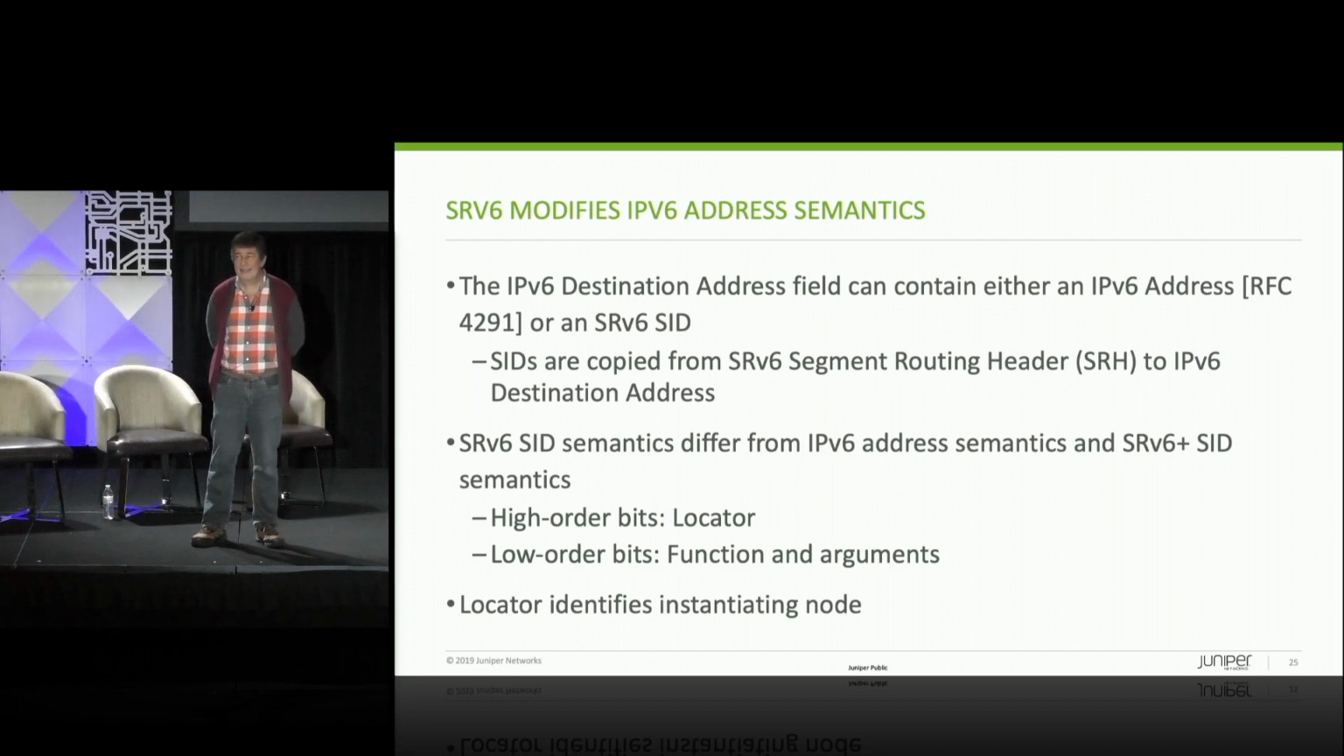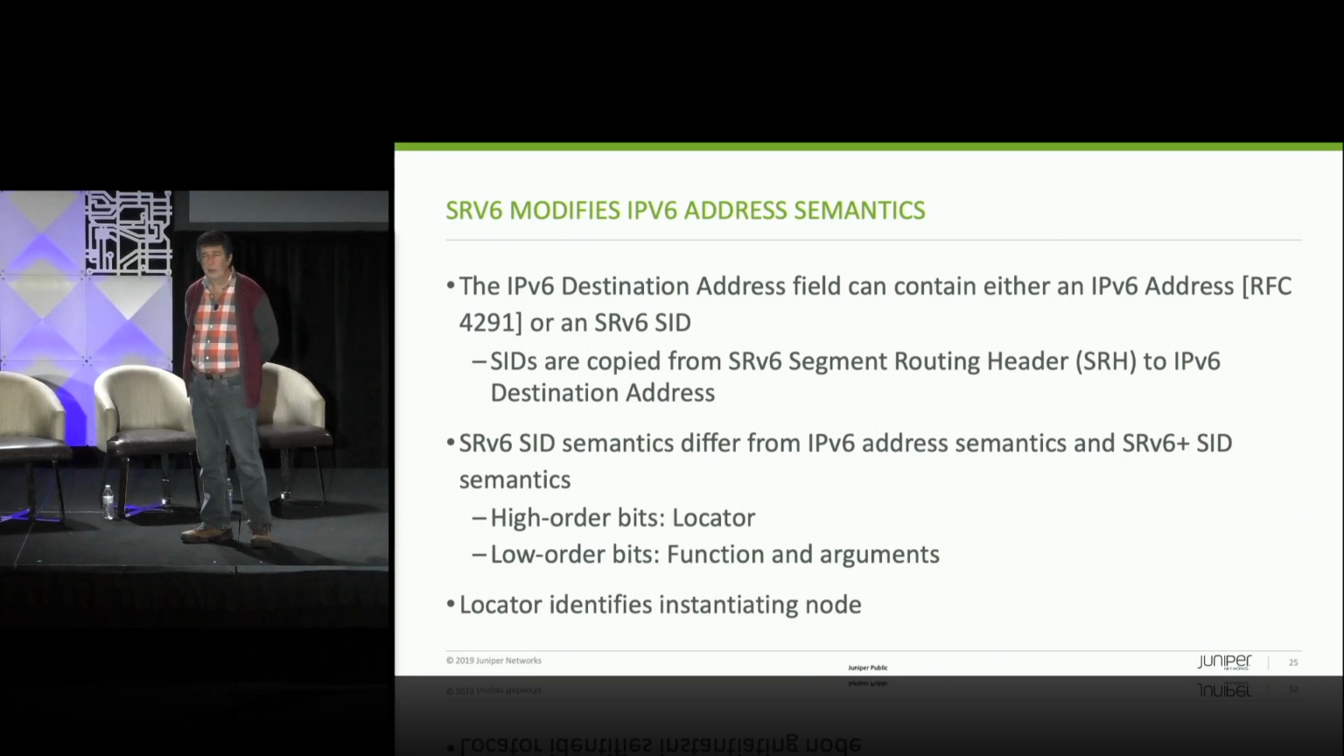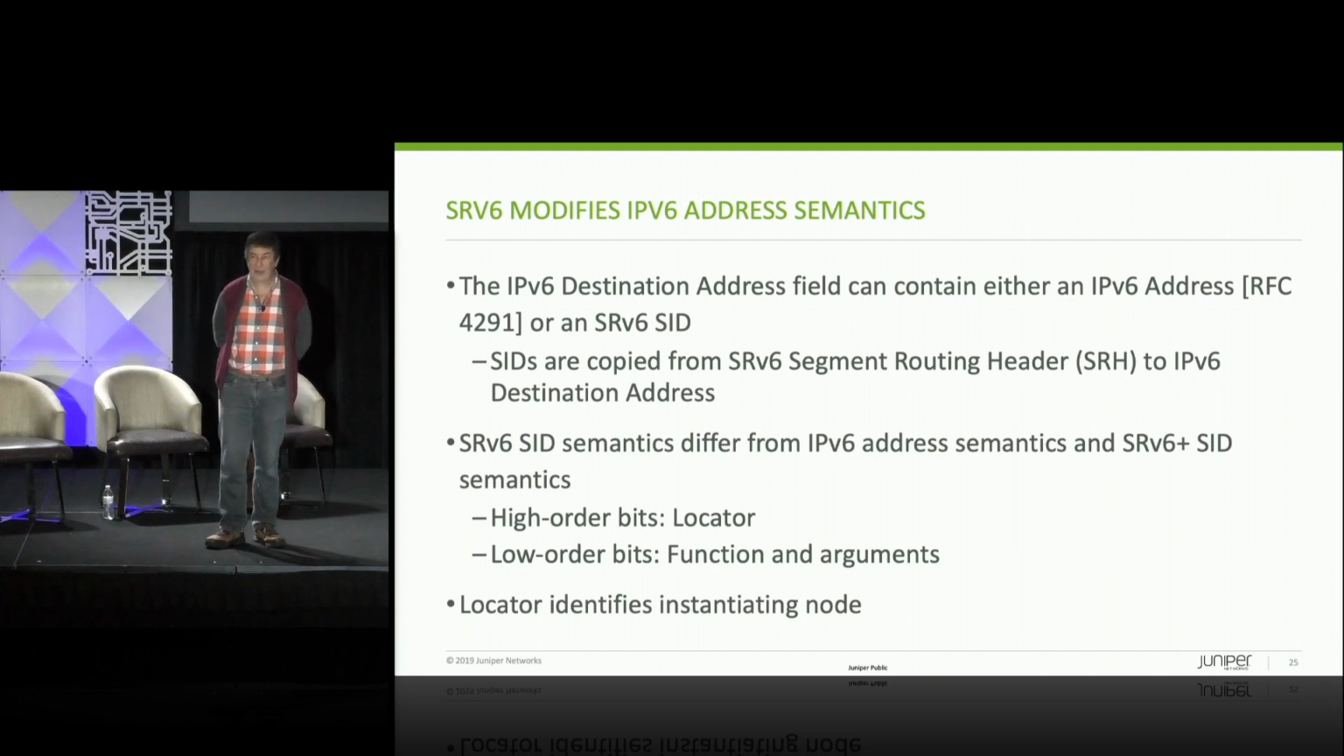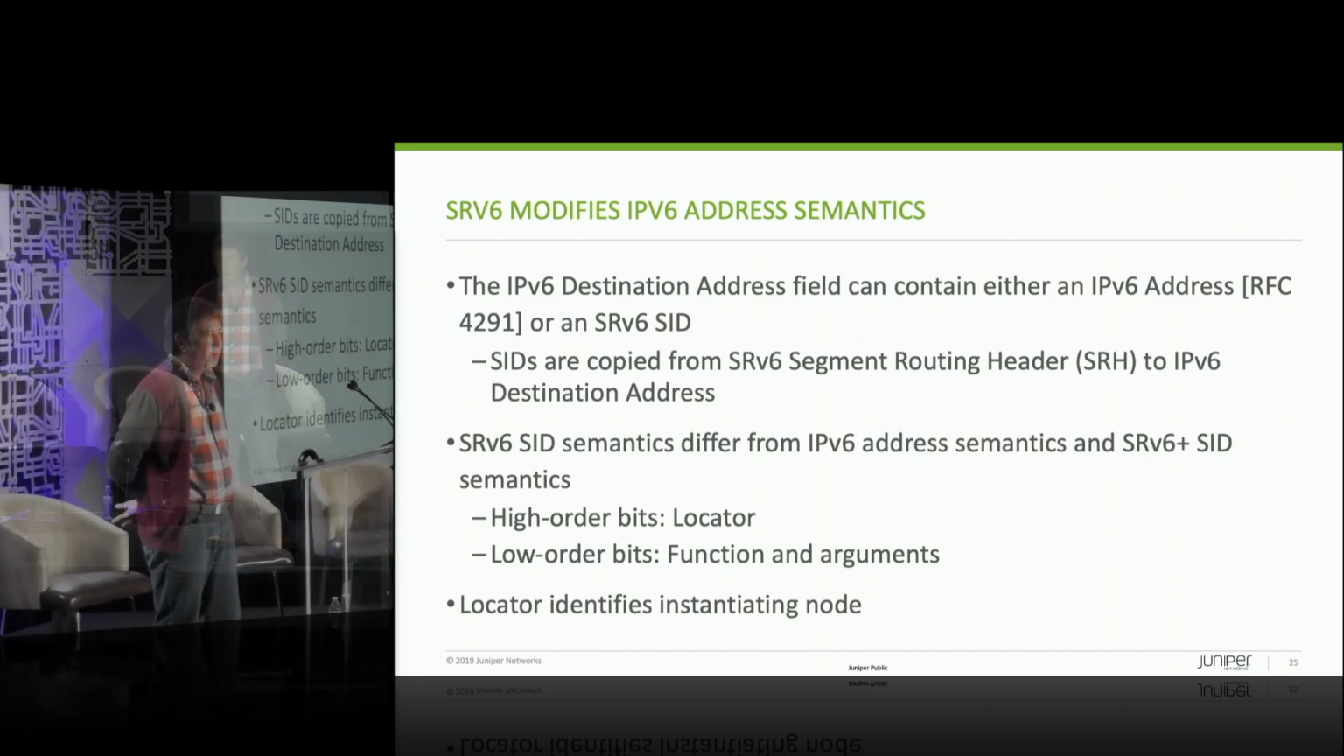In SRv6, the high order bits of a SID represent the locator, and the low order bits represent a function and arguments. So what does a SID represent in SRv6? Well, it is a function instantiated on a node. The node is identified by the high order bits, the locator. The function is identified in the low order bits.